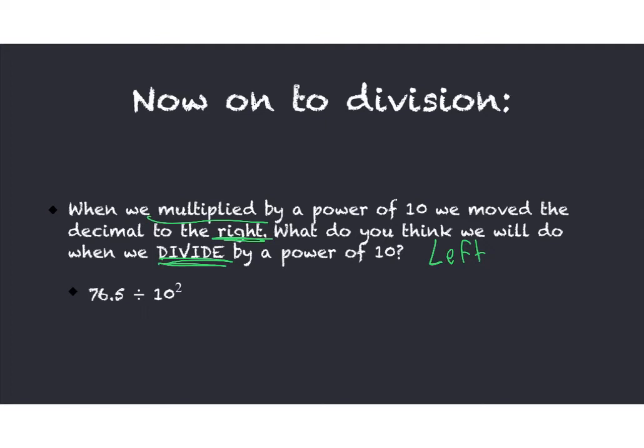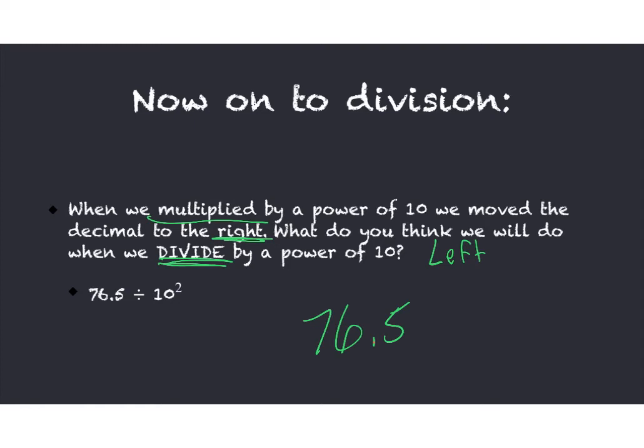So let's take a look at a problem here. 76 and 5 tenths divided by 10 to the power of 2. So it's going to be done almost the same way as we did when we multiplied, except we're moving our decimal in the opposite direction, because in multiplication, we're trying to make the numbers larger. When we divide by a number larger than 1, our answer is going to get smaller.